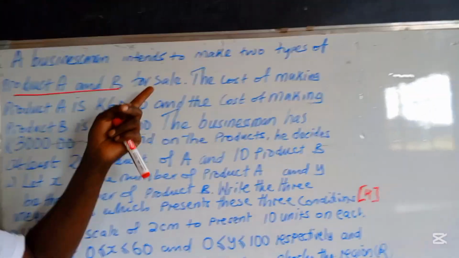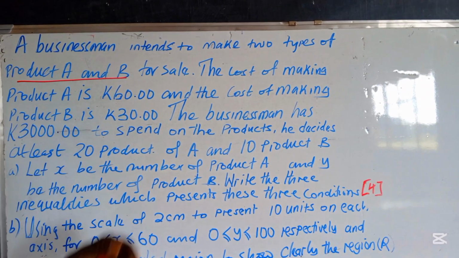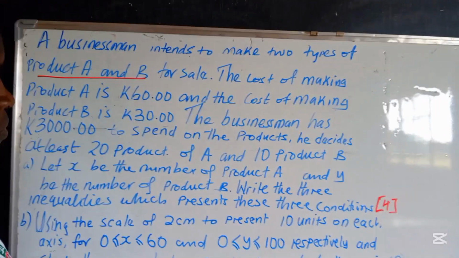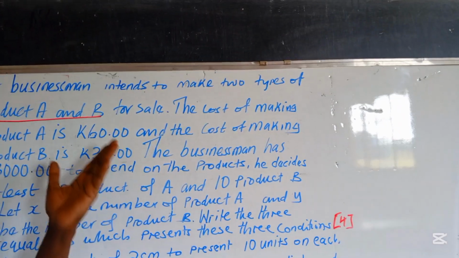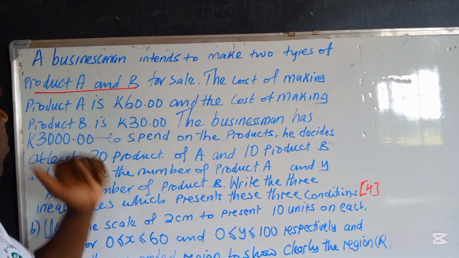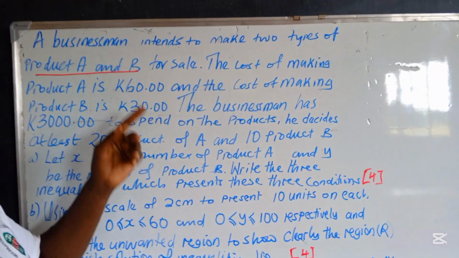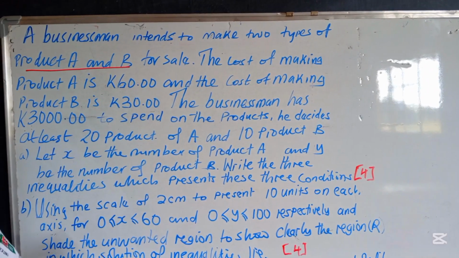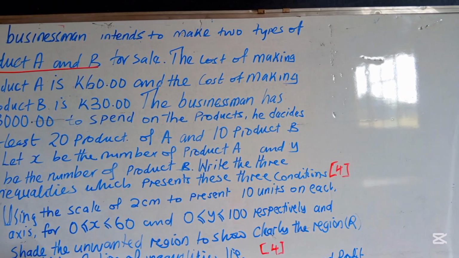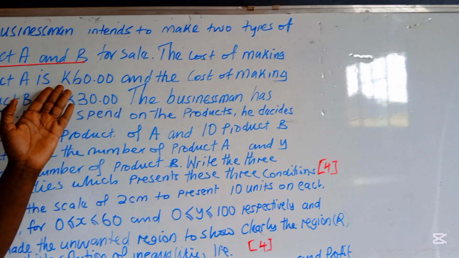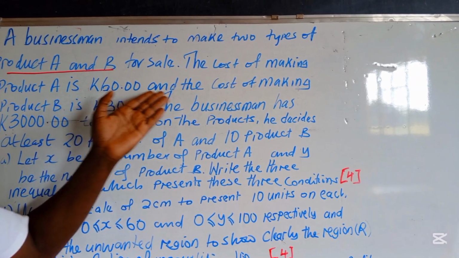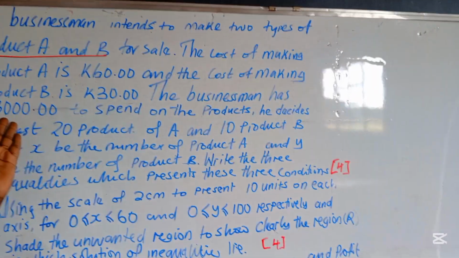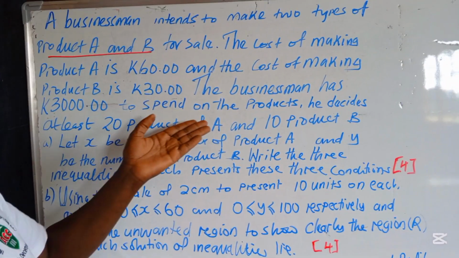A businessman intends to make two types of products, product A and B, for sale. So this businessman was intending to make these two products, A and B, for sale. The cost of making product A is 60 kwacha. So before you go any further, you are going to listen: that is to make 60 kwacha, and the cost of making the product B is 30 kwacha. The businessman has 3,000 kwacha to spend on the products.